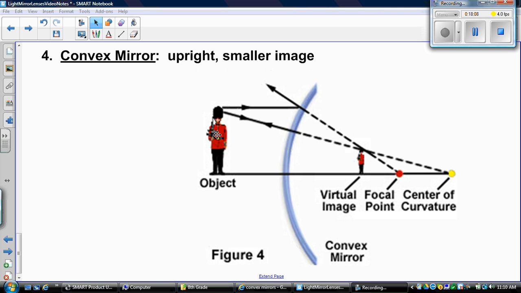So if the object is over here and you've got a convex mirror that curves outward, you're going to do the same thing. You're going to draw an incoming ray parallel. The reflecting ray will go through the focal point. Then you're going to draw the next incoming ray through the focal point and out parallel. And where those two intersect is where you have your image. And if you notice, it's an upright and smaller image. So convex mirrors will always have an upright, smaller image.